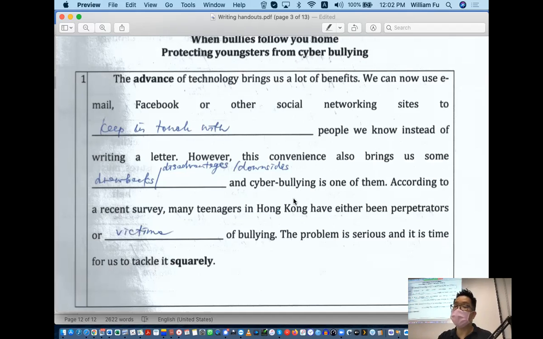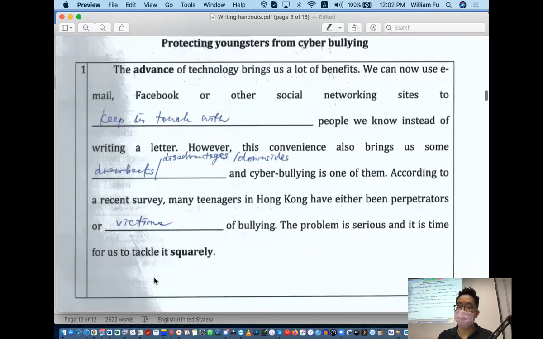Now, according to a recent survey, many teenagers in Hong Kong have either been perpetrators or victims of bullying. The problem is serious, and it is time for us to tackle it squarely. What does it mean? 正面去處理。Squarely. We face it seriously. Don't try to evade. Squarely.